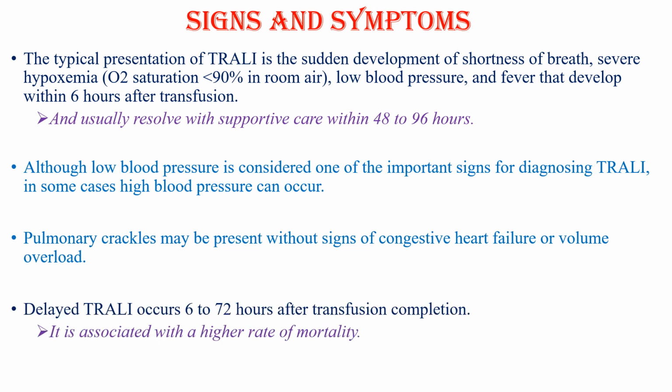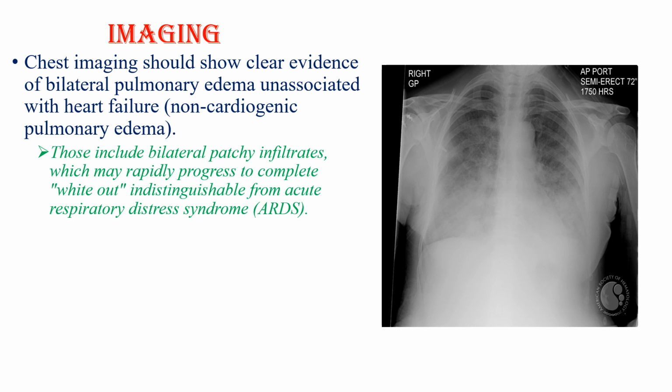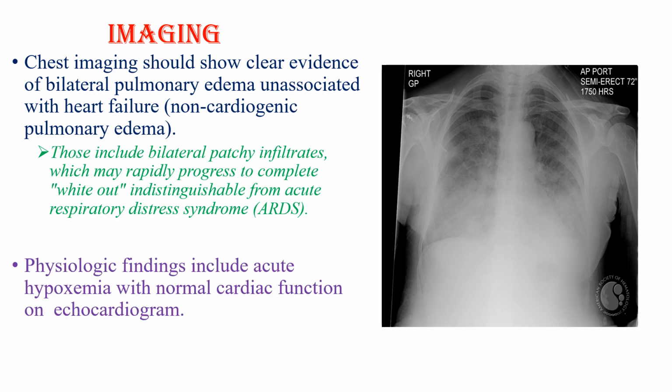Delayed transfusion-related acute lung injury occurs 6 to 7 hours after transfusion completion. This delayed type is associated with a high rate of mortality. Chest imaging should show clear evidence of bilateral pulmonary edema unassociated with heart failure, or non-cardiogenic pulmonary edema. This includes bilateral patchy infiltrates, which may rapidly progress to complete whiteout, indistinguishable from acute respiratory distress syndrome. Physiologic findings include acute hypoxemia with normal cardiac function on echocardiography.